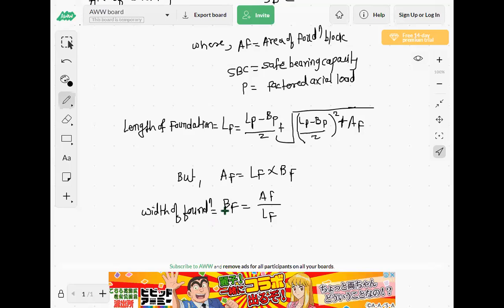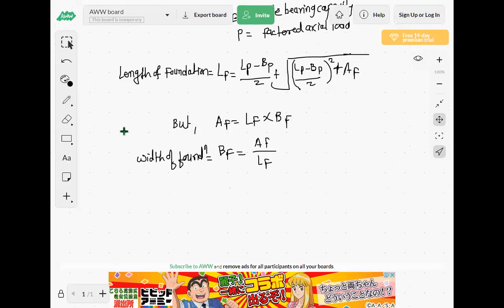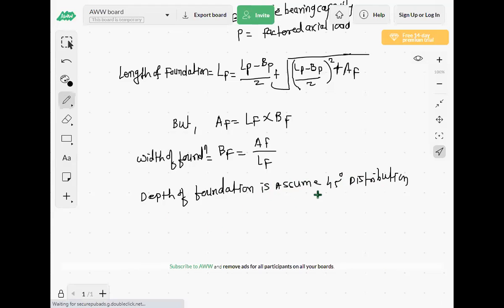Here we calculated the length and width of foundation, but foundation has one more dimension, that is the depth of foundation. For the depth of foundation, we assume 45-degree distribution.